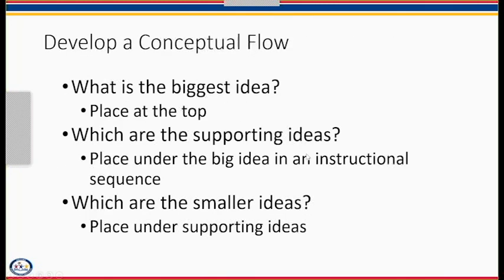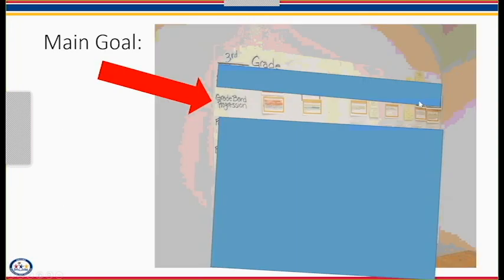I ask them to take their biggest idea, place that at the top, and now you're going to start titling your learning sequence. What are the supporting ideas? Place that under the big idea in an instructional sequence, and now we're starting to see our unit plan develop. And what are the smaller ideas? Place those under the supporting ideas, and now we're getting a full picture of what students should be learning.